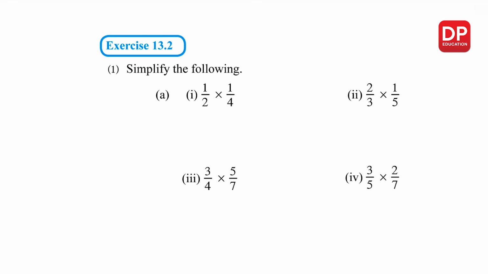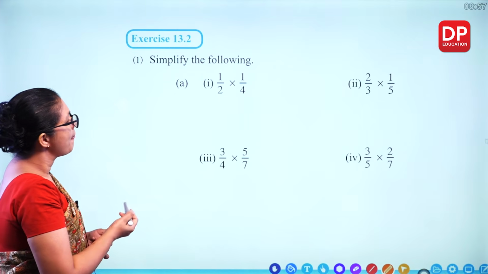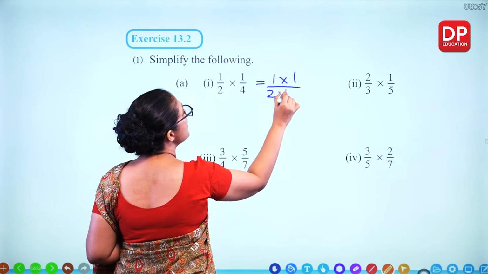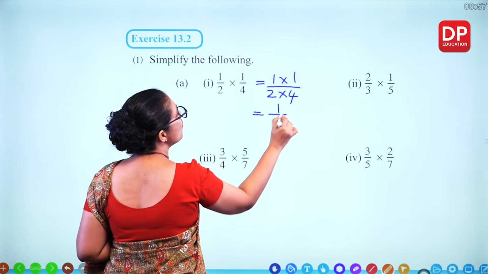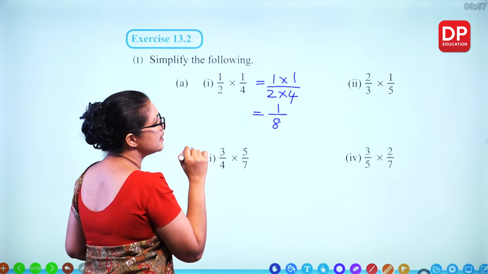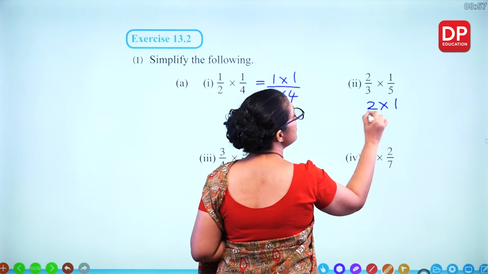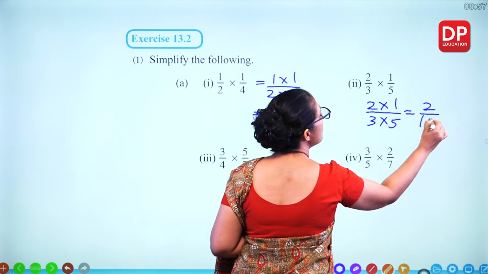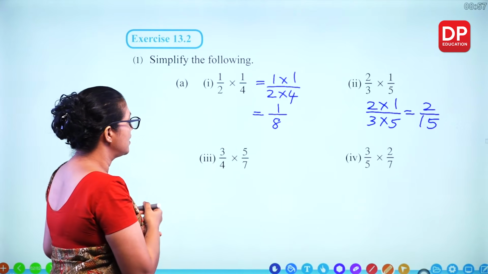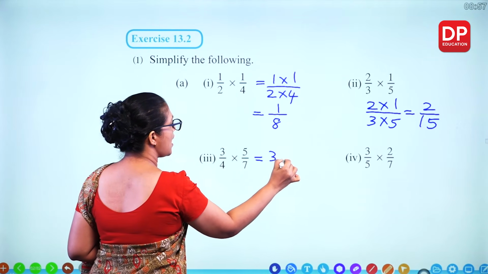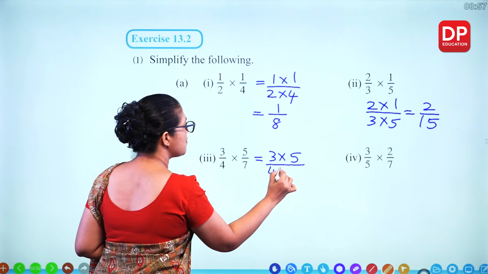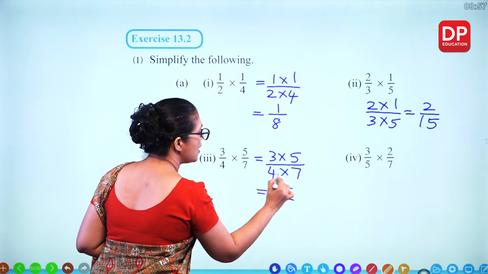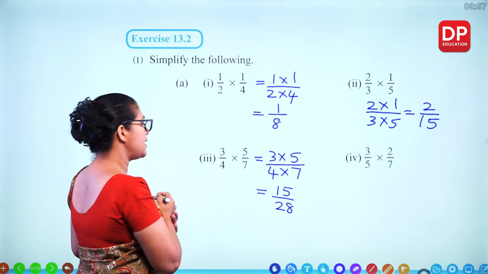Exercise 13.2. Simplify the following. 2 fractions. So multiply the numerator separately, denominator separately. So 1 over 8. Here 2 times 1 over 3 times 5. You get 2 over 15. This one 3 times 5 and 4 times 7. You can't simplify. 15 over 28.